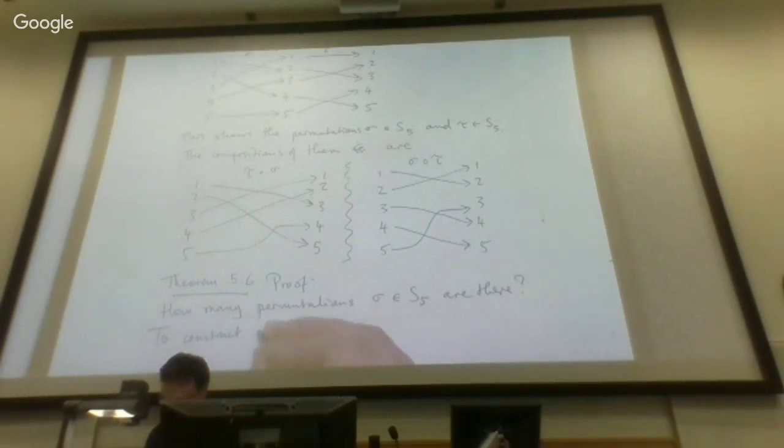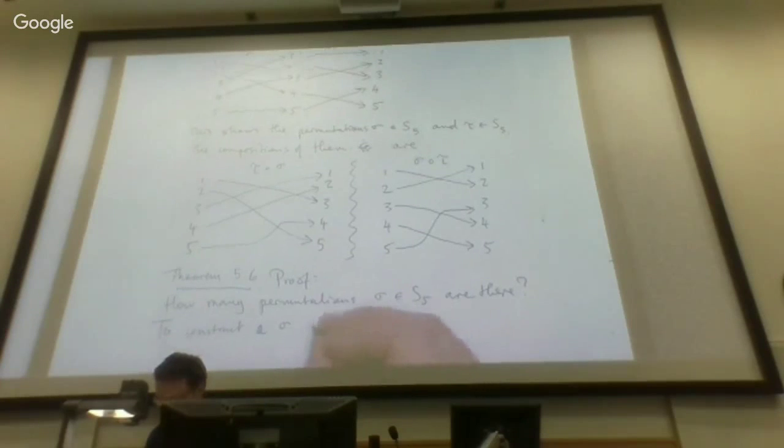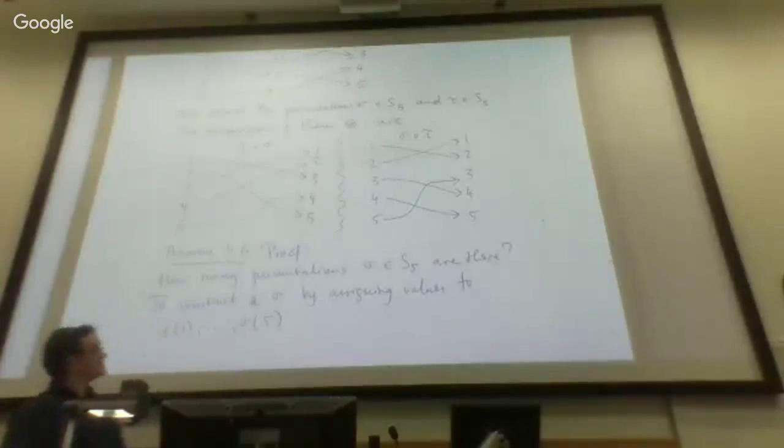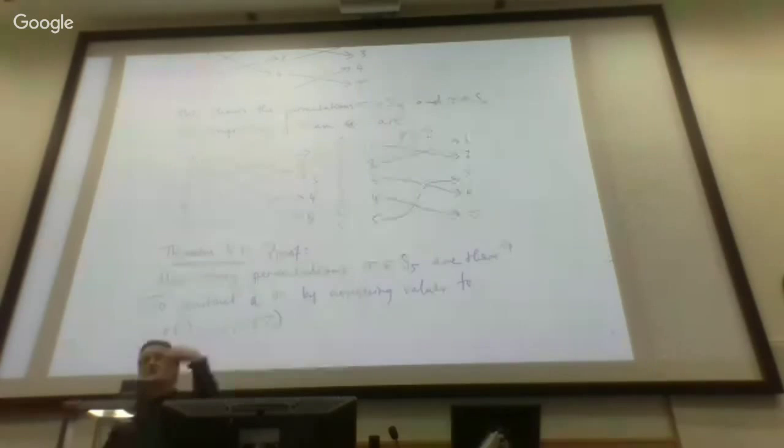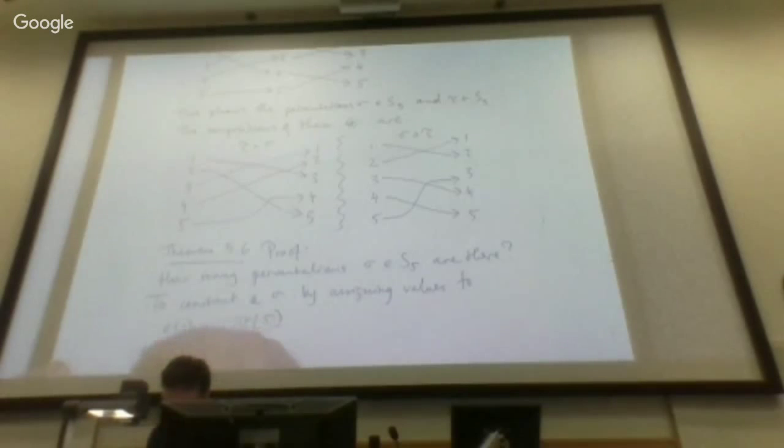So to construct a sigma by assigning values to sigma 1 up as far as sigma 5, that's what you'd have to do to construct a permutation sigma. It's 5 possible arguments to the function, 1 to 5. You'd have to make choices. And how many choices are there for the element sigma 1? Sigma of 1? 5 choices. 5 choices for sigma 1.